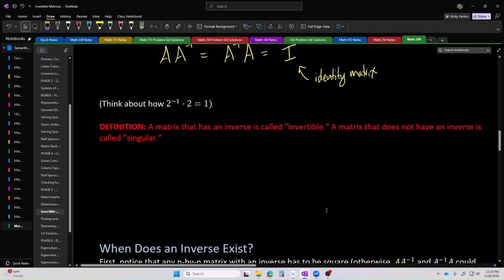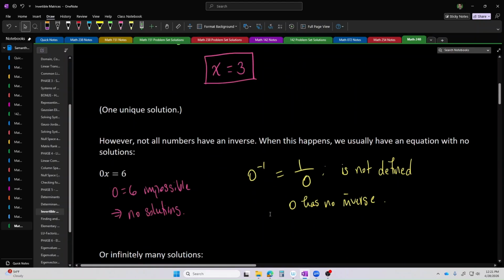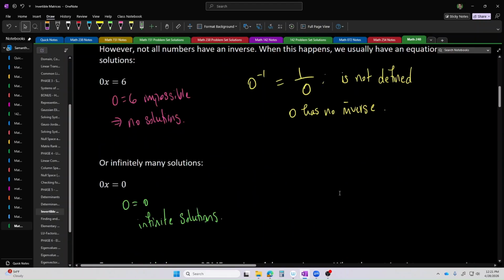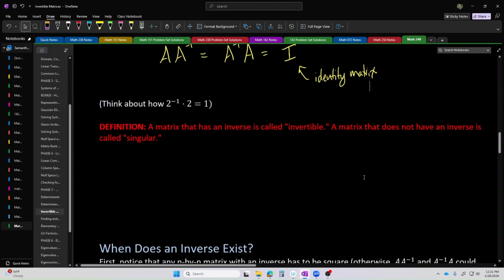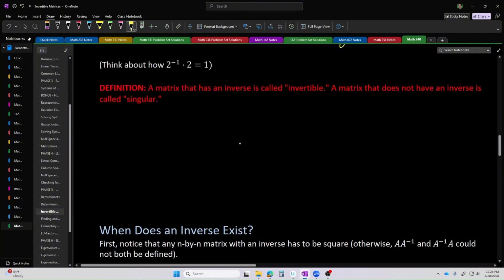If you have a matrix that has an inverse, it is called, appropriately, invertible. Whereas if you have a matrix that does not possess an inverse, the same way that the number 0 does not possess an inverse, a matrix that does not have an inverse is called singular, quote unquote singular.